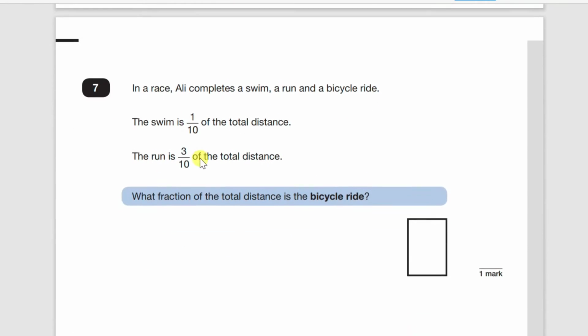Alright. 7. In a race, Ali completes a swim, a run, and a bicycle ride. So he does 3 events. The swim is 1/10 of the distance, whereas the run is 3/10 of the total distance. So altogether, he's done 4/10. What fraction of the total distance is the bicycle ride? So if he's done 4/10 so far, and it's out of 10, that means he needs another 6/10 more. So the answer is 6/10.